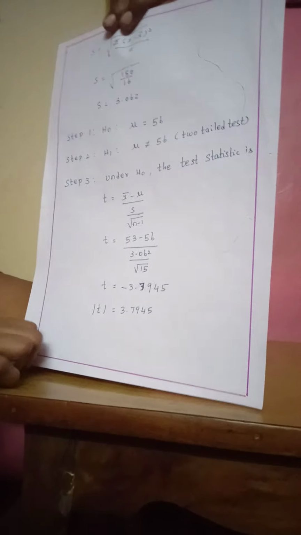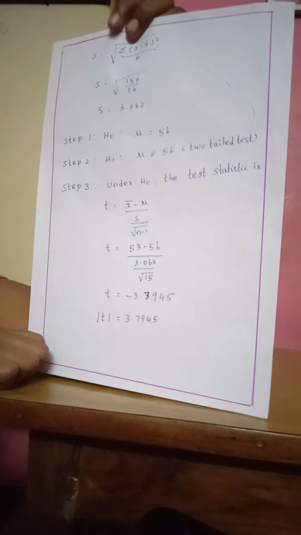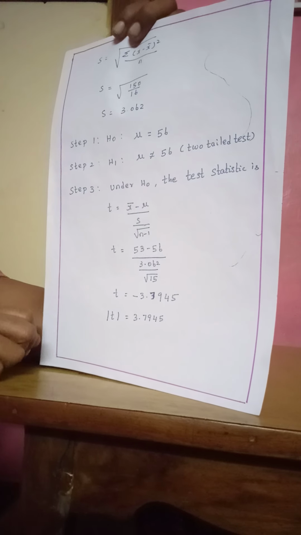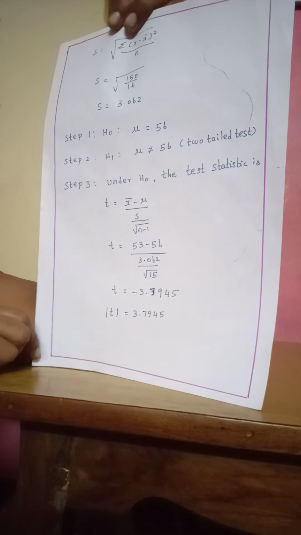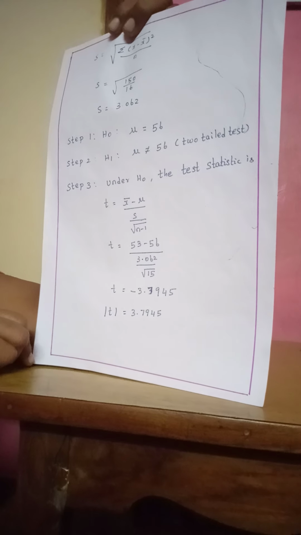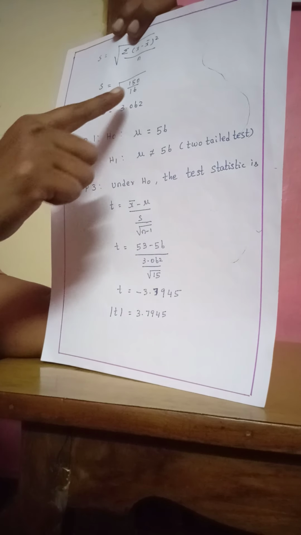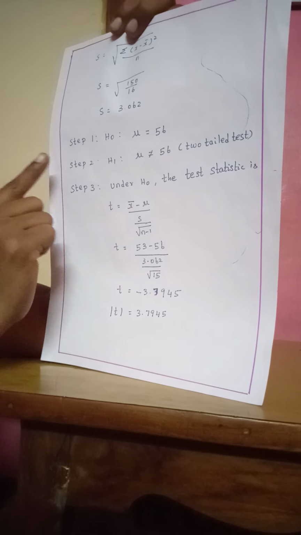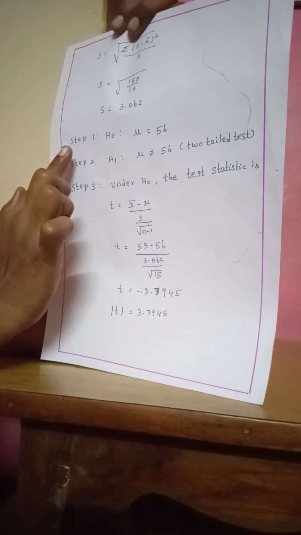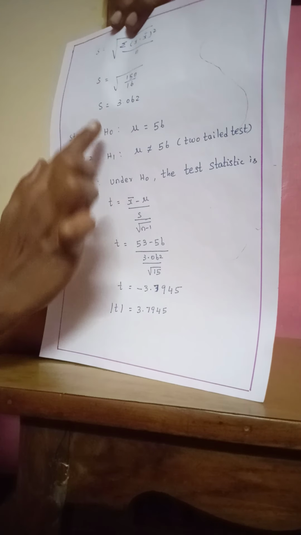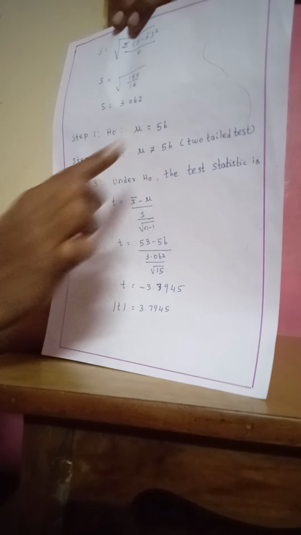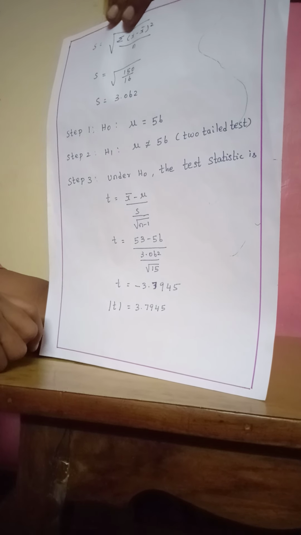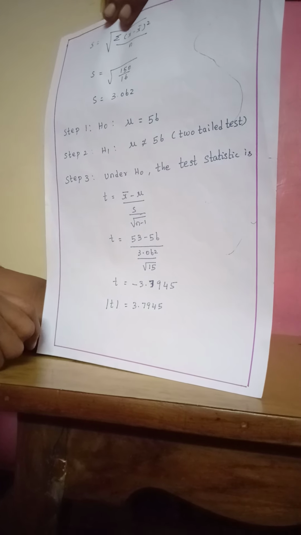We find sample standard deviation first. The formula is S equal to square root of summation x minus x bar whole square divided by n. Substituting the values in this formula, we get the S value 3.062. Then set up null hypothesis H0: mu equal to 56. That is, there is no significant difference between sample mean and population mean.